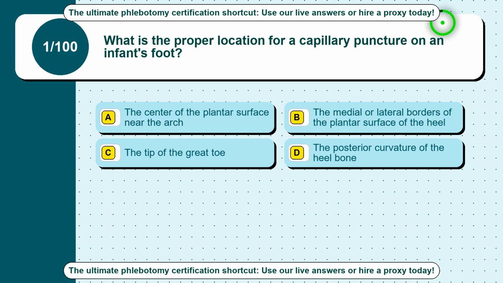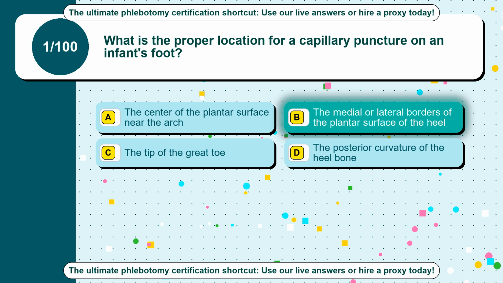Question 1. What is the proper location for a capillary puncture on an infant's foot? Option A. The center of the plantar surface near the arch. Option B. The medial or lateral borders of the plantar surface of the heel. Option C. The tip of the great toe. Option D. The posterior curvature of the heel bone.